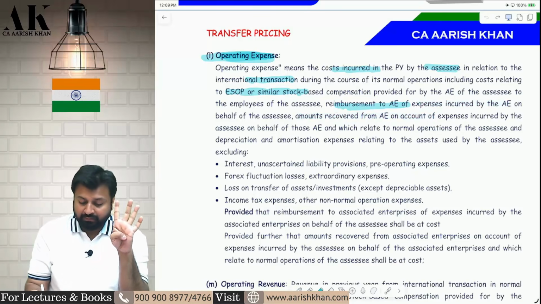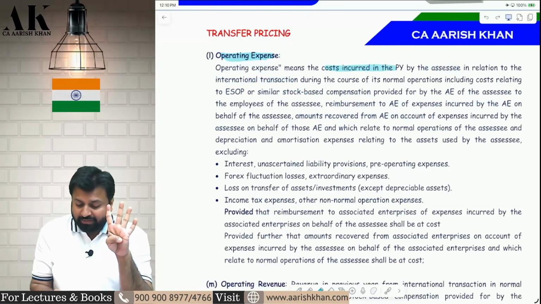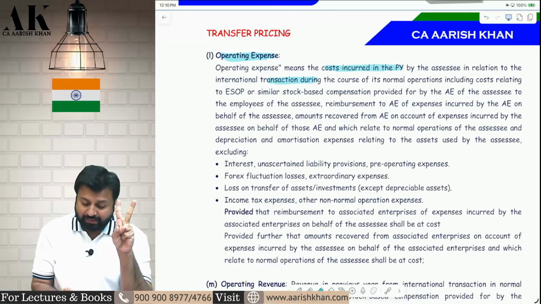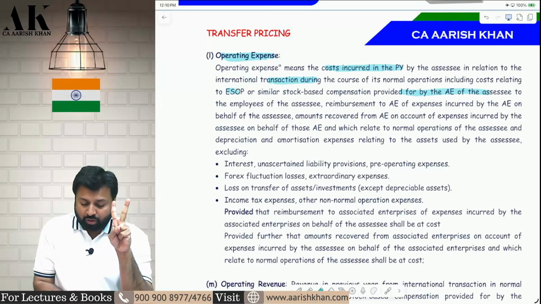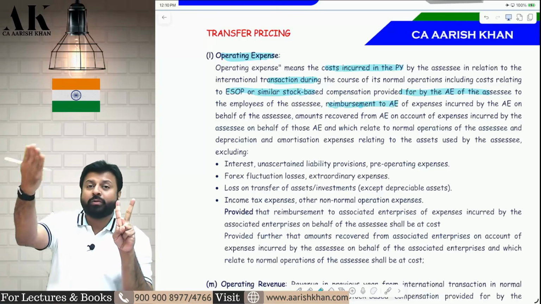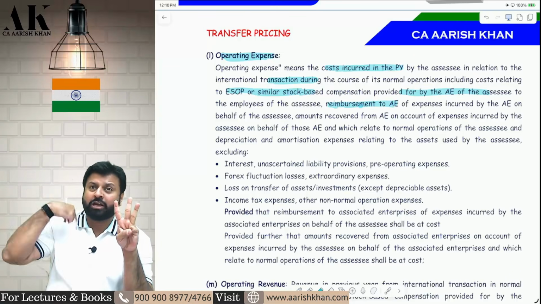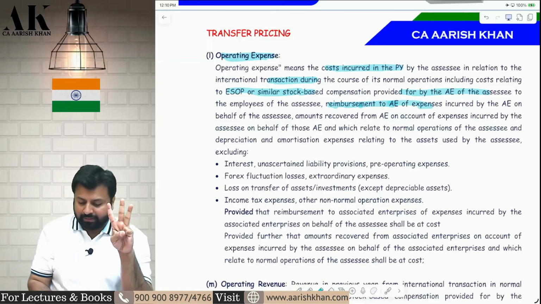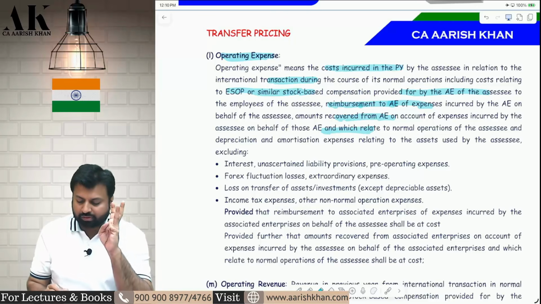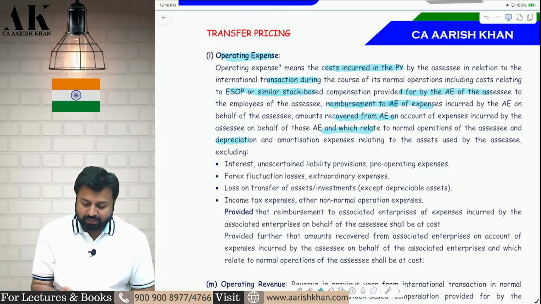Again, check. First, the cost which you have incurred with respect to the international transaction. Second, if AE has provided some ESOP to your employees, then the cost with respect to that ESOP also. Third, reimbursement you are doing to AE. AE has incurred some expenses for you, you are reimbursing them, and vice versa. You have to take these 4 things in your cost. And you also have to take depreciation and amortization relating to the asset used by the assessee.